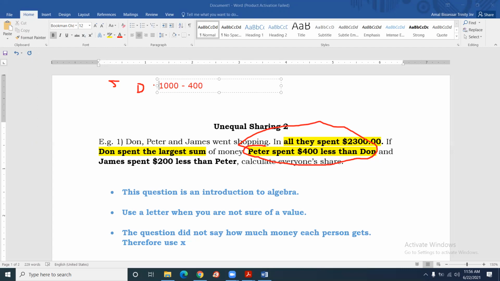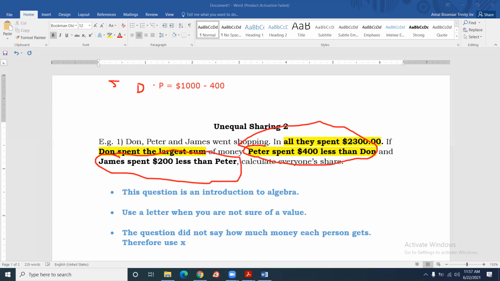So it's kind of easy to understand. This is not the answer. I'm just showing you something, right? That if you tell me Don has 1,000 and Peter is spending $400 less, then it's obviously going to be 400 from 1,000. So this could be Peter. I'm using random numbers, remember that. What I want to focus on is the next sentence that says, James spent $200 less than Peter.